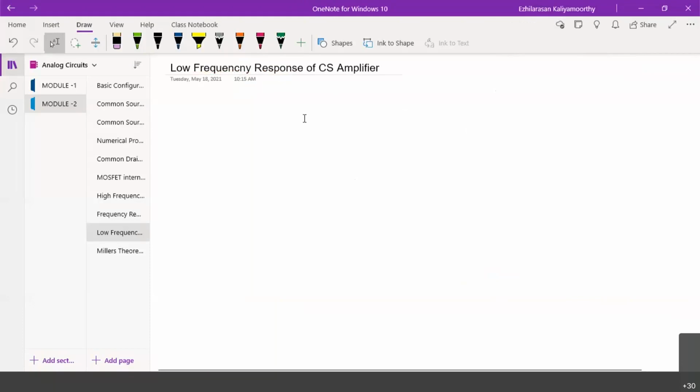In this we need to determine the low frequency gain. There we calculated the high frequency gain, GV. So here it's the low frequency gain. To determine the low frequency gain or the transfer function of the common source amplifier, we need to consider the normal figure which we did earlier, the common source amplifier.